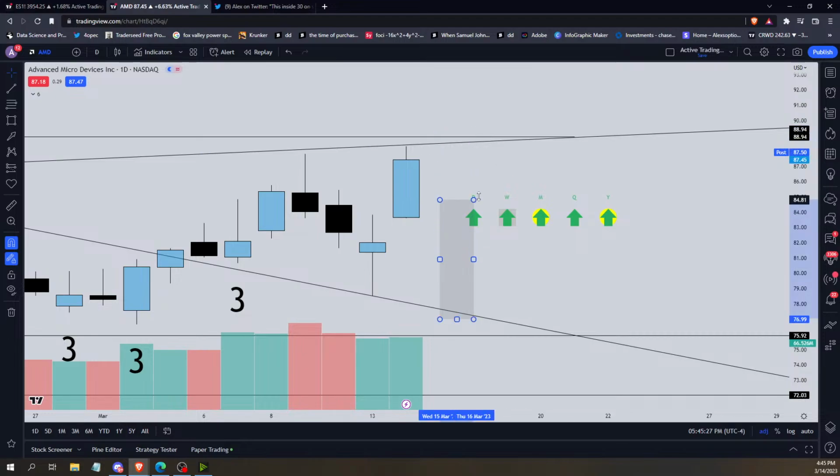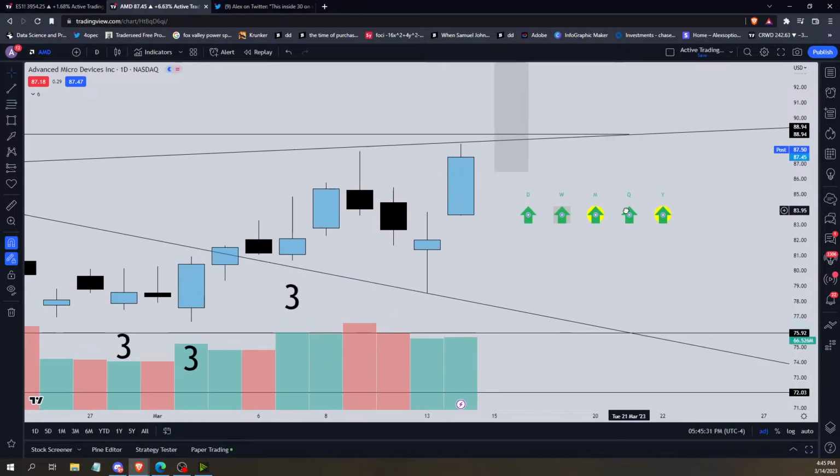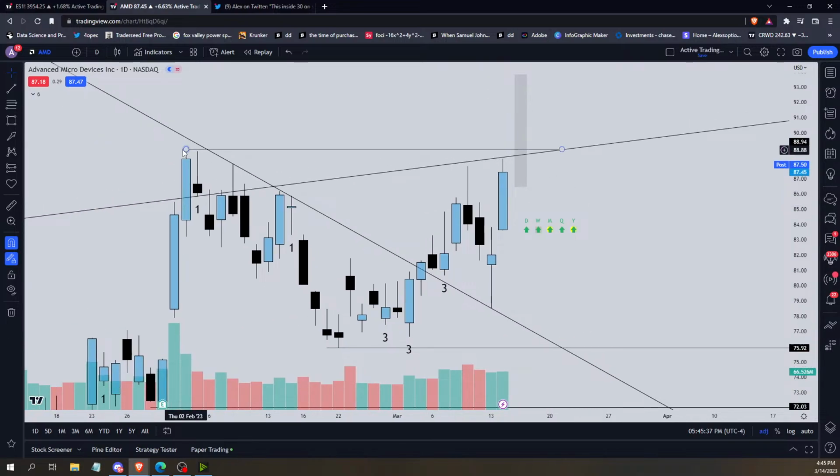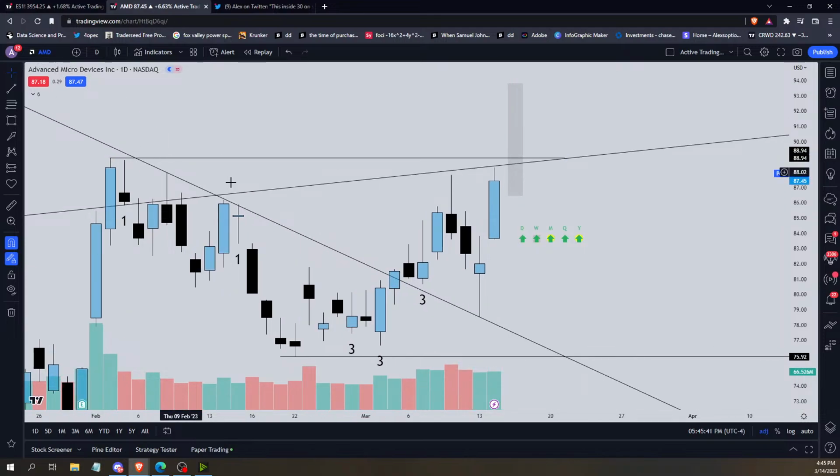So what do we want to prefer to see? We want to prefer to see an expansion of that try. Because now we're a 3, we technically won't be going 2, but we're expanding the range. This 3 is going to get bigger. And we do have this liquidity sitting above here at 88.94. So I would want to see that.